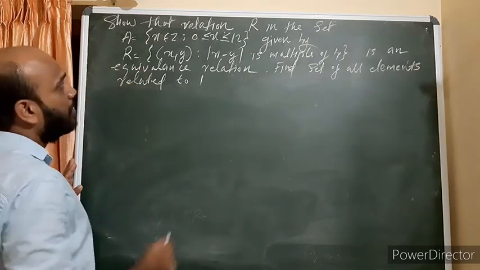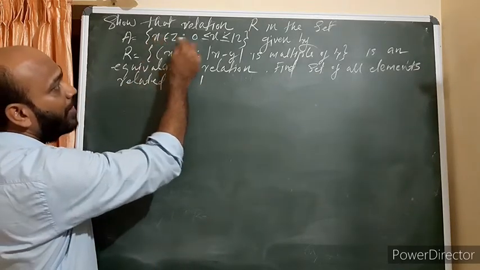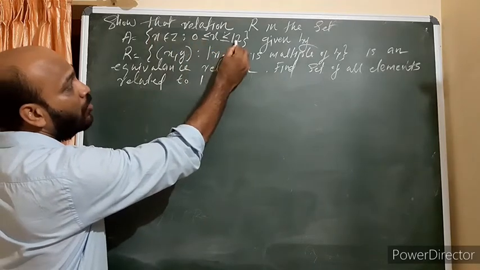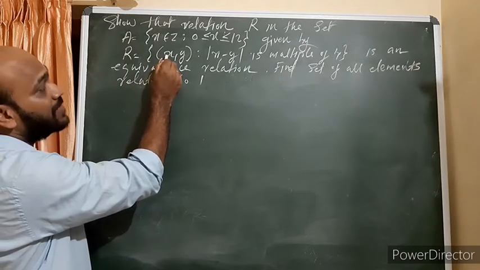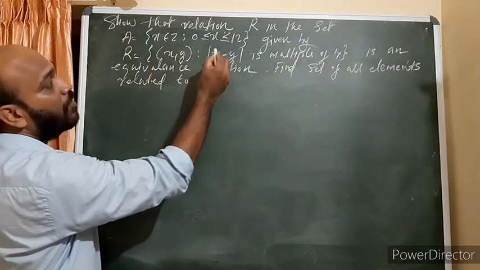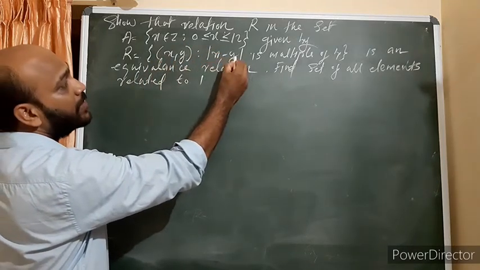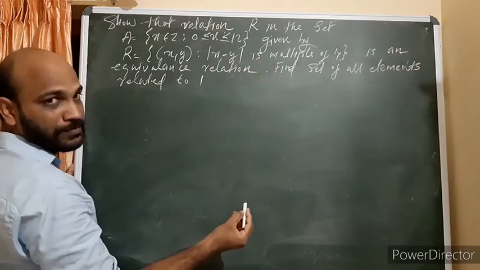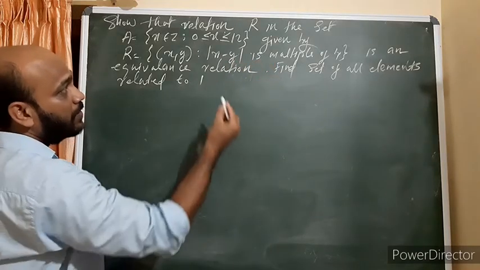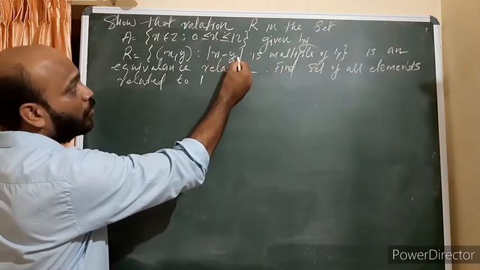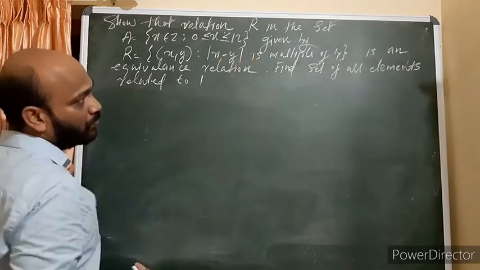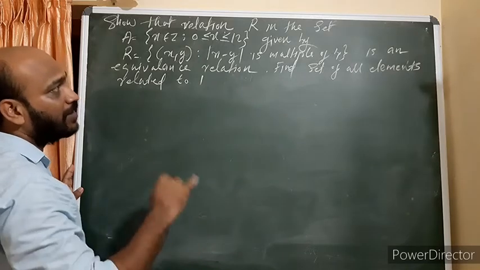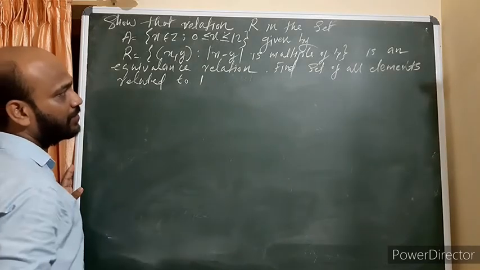In this question, what is A? A means all integers between 0 and 12 including 0 and 12. What is the relation? x is related to y if modulus of x minus y is a multiple of 4. That means the difference between two integers and its modulus should be a multiple of 4. Then we can say that two integers are related.